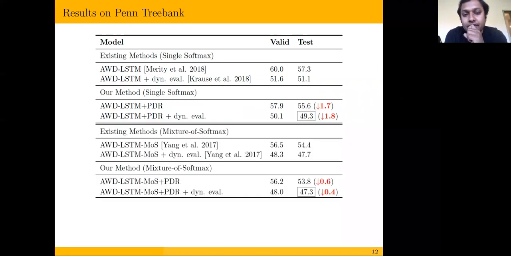And with the use of mixture of softmax, that's multiple softmaxes of Yang et al., the reductions are smaller. There could be many reasons for this, but one is that we really did not do much hyperparameter tuning for this, so the gains might be slightly better if they are tuned better. So this is for Penn Treebank. At some point, these were the best results for these data sets, but of course they have been superseded by now.